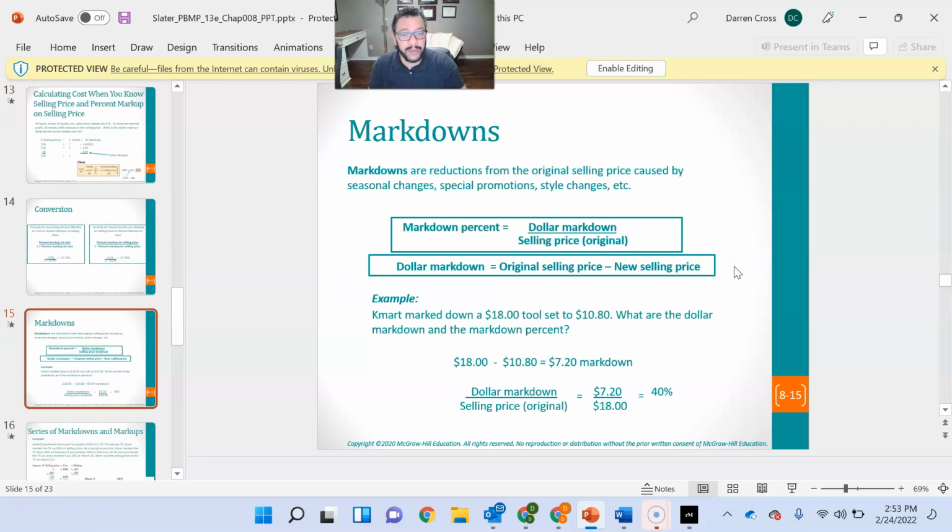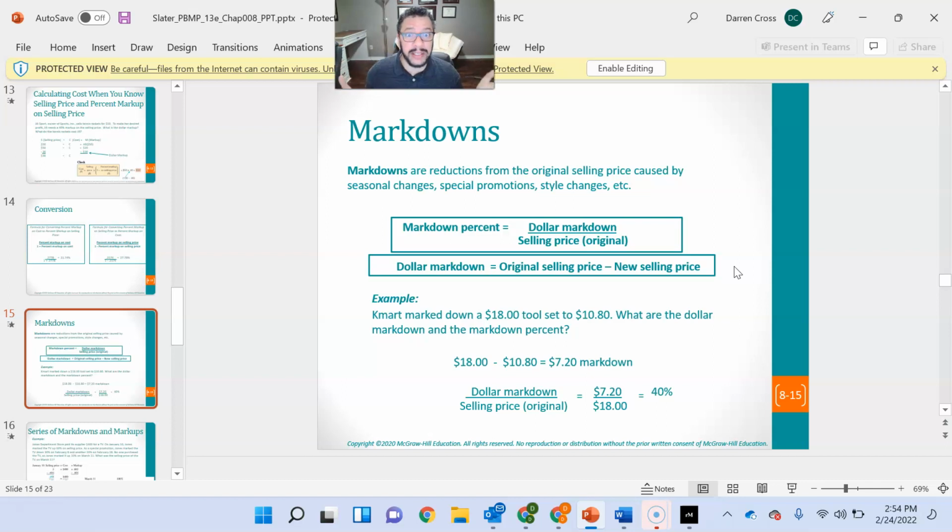Now, markdowns. Markdowns are reductions from the original selling price. Sometimes we mark things down because you always want to have a price that causes things to move, right? You never, ever want to have anything sitting on the shelf. So if you're in business and something isn't selling, the price is too high. That's the gist of it.